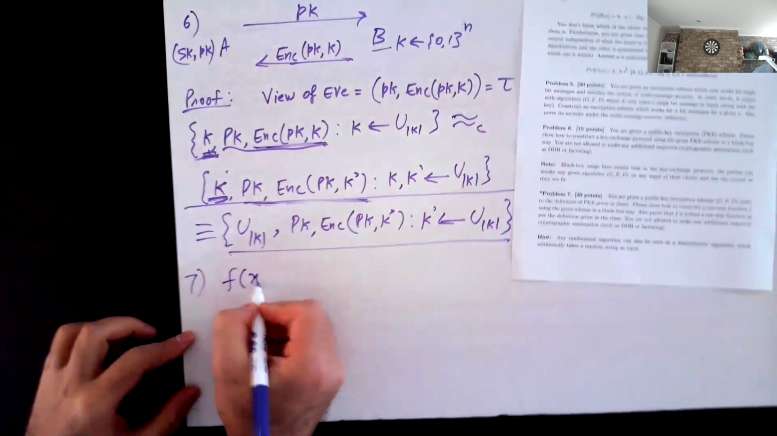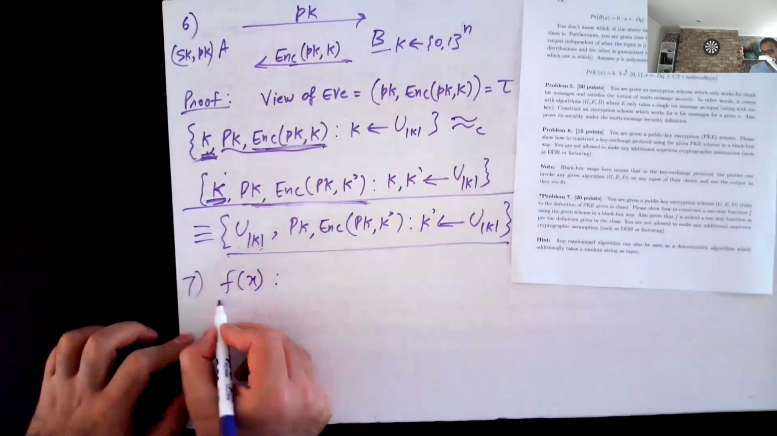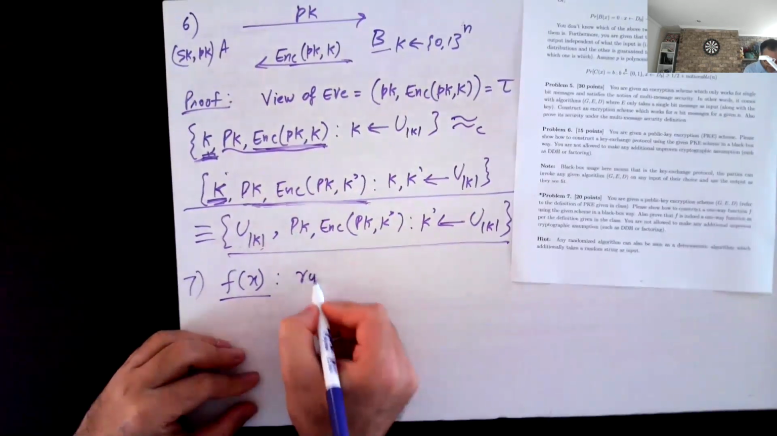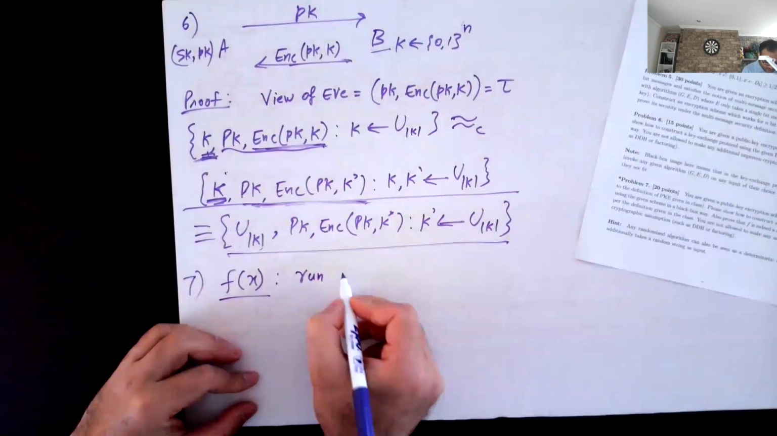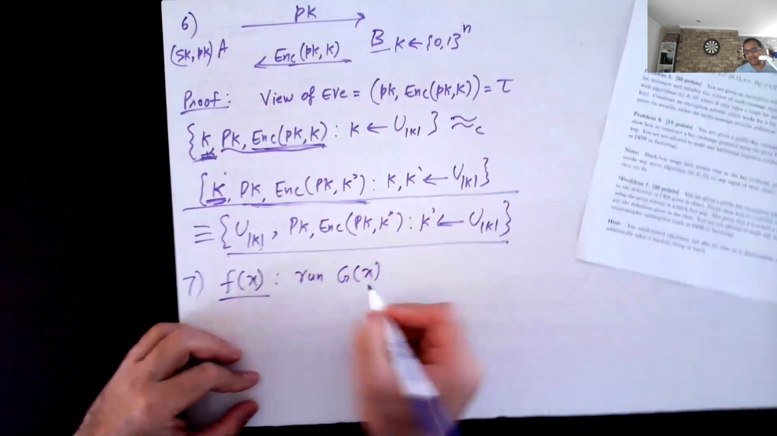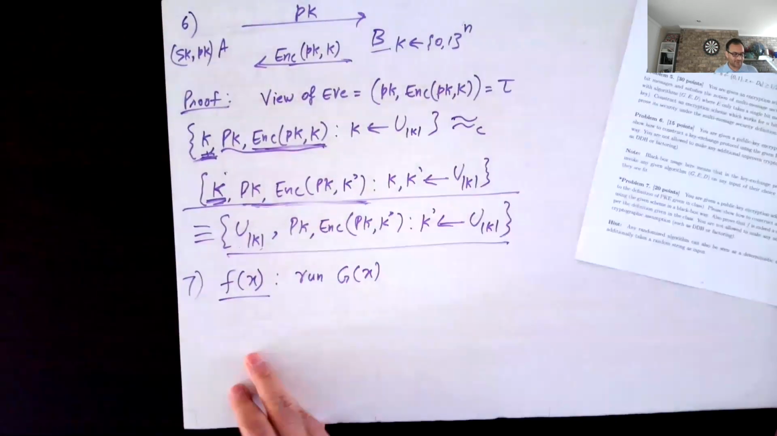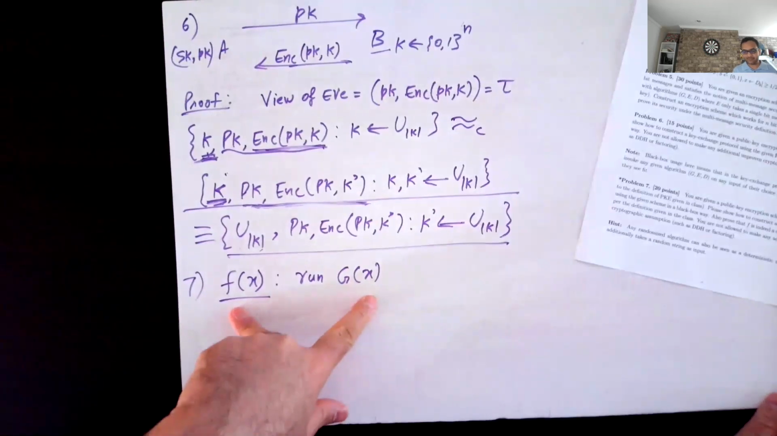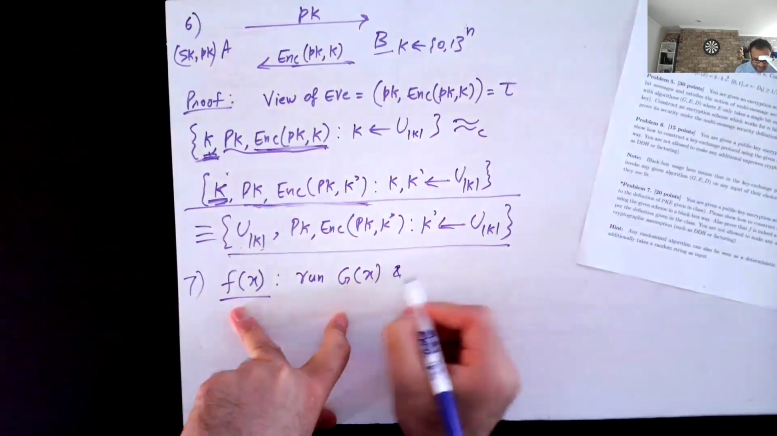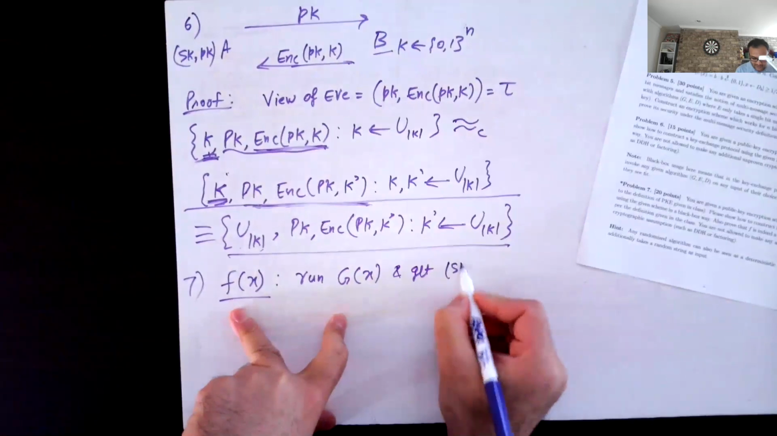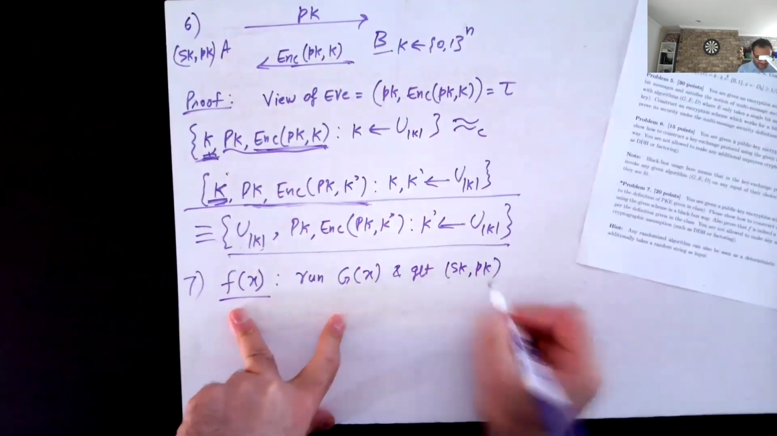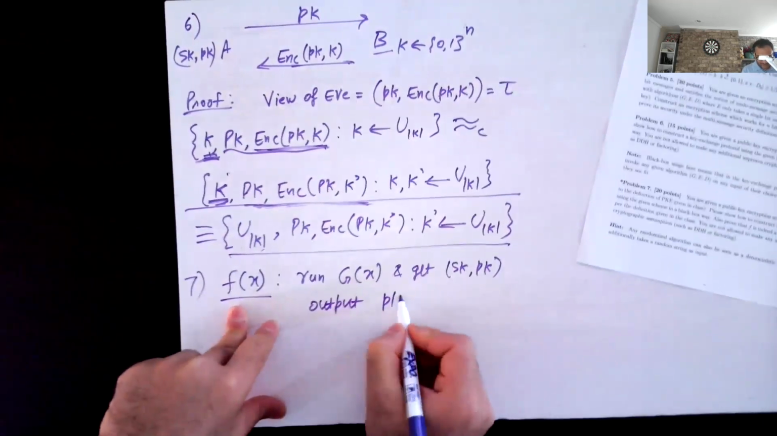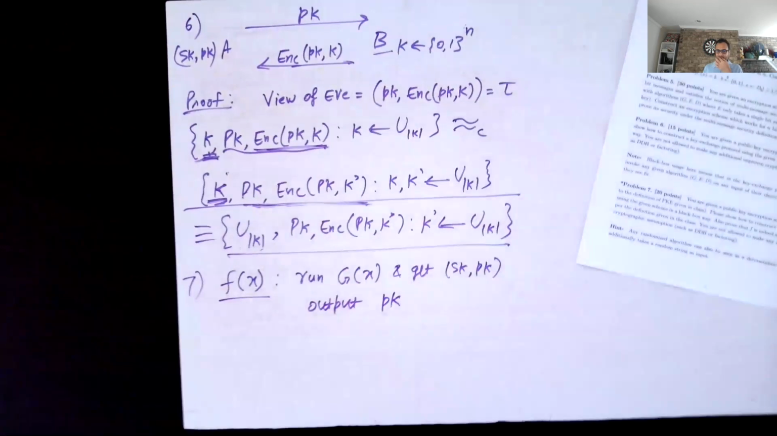But nonetheless, easy idea. I can define my one-way function f of x as follows. Interpret x as a random string, which of course it is. In a one-way function, your input is a random string. Run the key generation algorithm. And this will give you the secret key and the public key. You throw away the secret key, you output the public key. Okay?